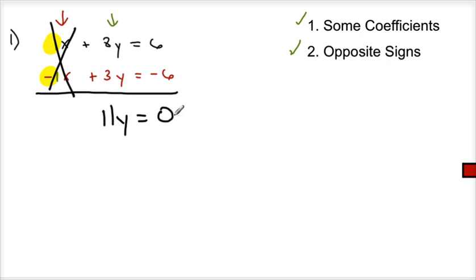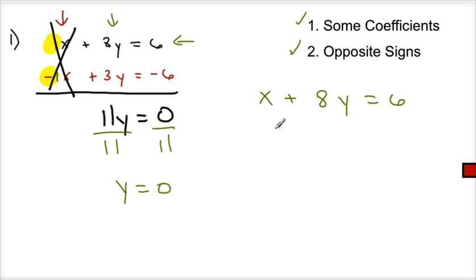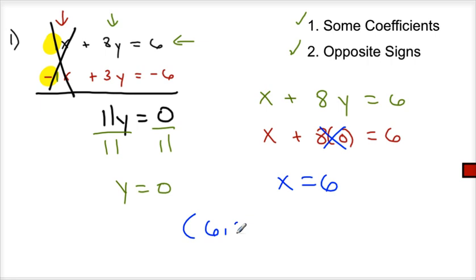My next step here is I have 11y equals 0. What's my next step here? Divide by 11. Beautiful. Divide by 11 on both sides. I get y equals 0. Once I've solved for one of the variables, go back into either one of the equations and plug in for y. So I'm going to choose my first equation here. So I have x plus 8y equals 6. I'm going to plug in for y. So x plus 8 times 0 equals 6. Simplify. So I have x, 8 times 0 is 0, equals 6. So now this creates an ordered pair, 6, 0.